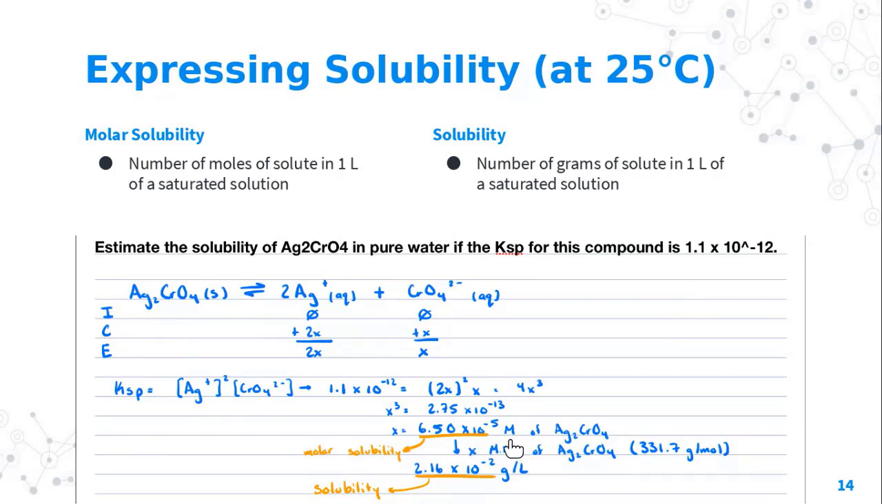So what we solved for was the molar solubility. You'll get molar solubility first, but we were asked to find the solubility. So we want to multiply that by the molar mass, which I have right here, to get the solubility. So this is solubility in terms of grams per liter. This is molar solubility in molarity, which again is moles per liter.